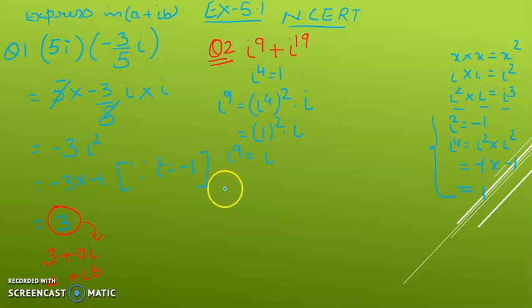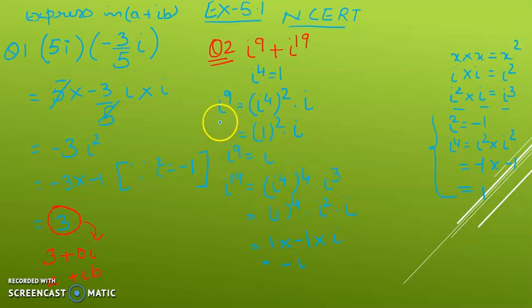Next you have i to the power 19. Same thing, we will write it using i to the power 4. So i to the power 16 into i cube. This i cube again I can split. Since i to the power 4 is 1, 1 raised to the power 4 into i square into i. I square is equal to minus 1, into i, so minus 1 into i gives me minus i.